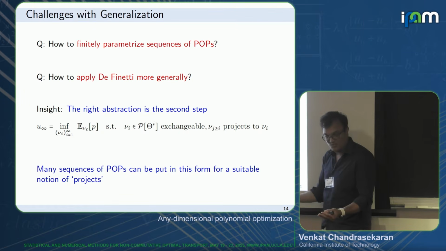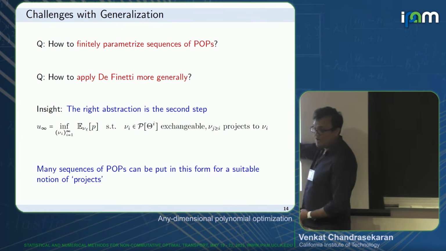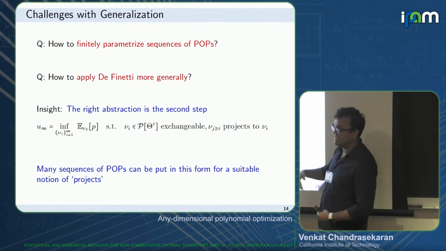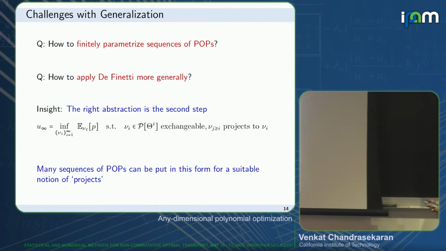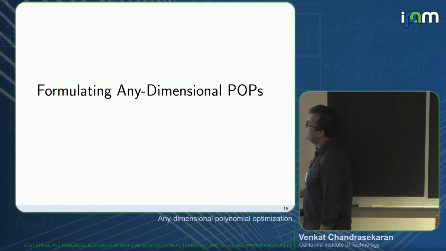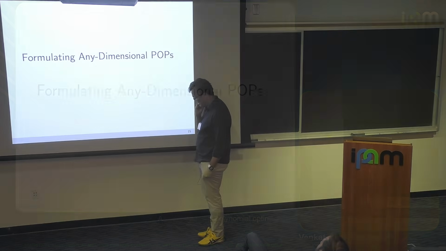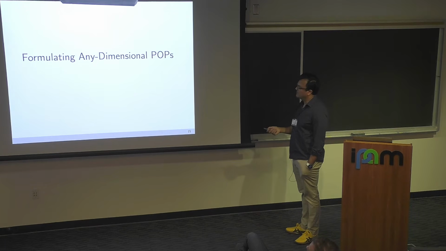So if you're able to be flexible about what projection means, you can accommodate lots of classes of sequences of POPs into this formalism. But it requires, of course, being able to answer the first 2 questions. Which classes of sequences of POPs? How do you finitely describe them? But also, how do you apply de Finetti more generally? Because this was the consequence of having applied de Finetti in the illustration we just saw. So this is what we need to be able to go through. Okay, so how do we formulate any-dimensional POPs? That'll be the focus of the next few slides.